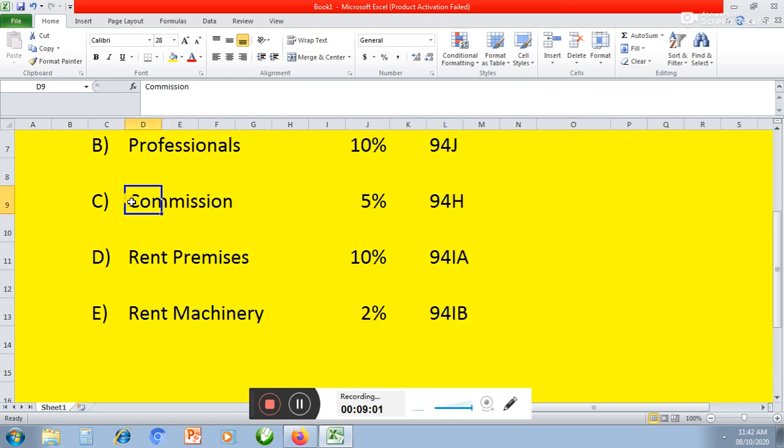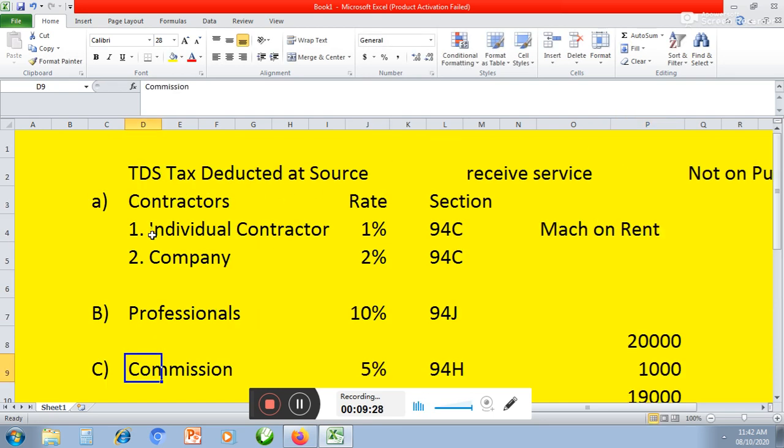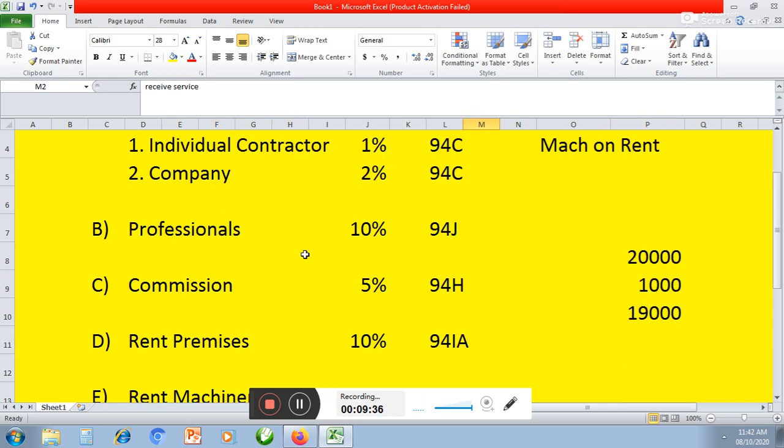Next one is the commission. Suppose I am paying a commission to someone, say about 20,000. 5% will be deducted, so 1,000 will be deducted and 19,000 will be paid to the party. Remember, TDS will be deducted at the time of making the payment for the service received. So whenever we are making the payment for commission, 5%.